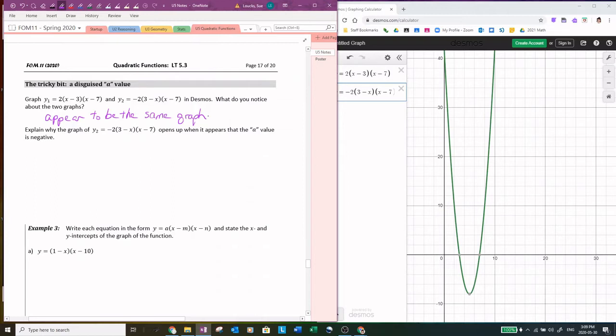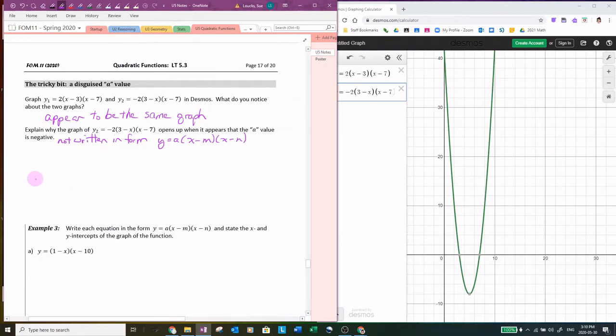So how does the graph of y = -2(3 - x)(x - 7) open up when the a value looks like it's negative? Well, the trick here is that it's not written in the form that we've been using. So I'm going to write that down. It is not written in the form y = a(x - m)(x - n), because 3 - x is not the same thing as x - 3.